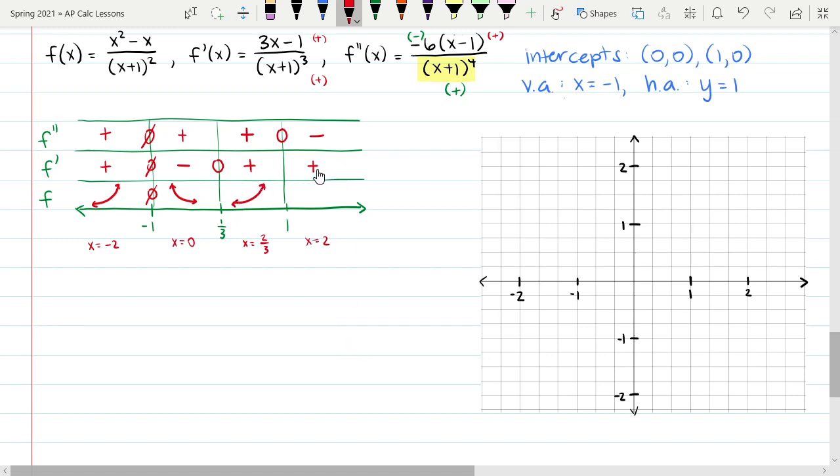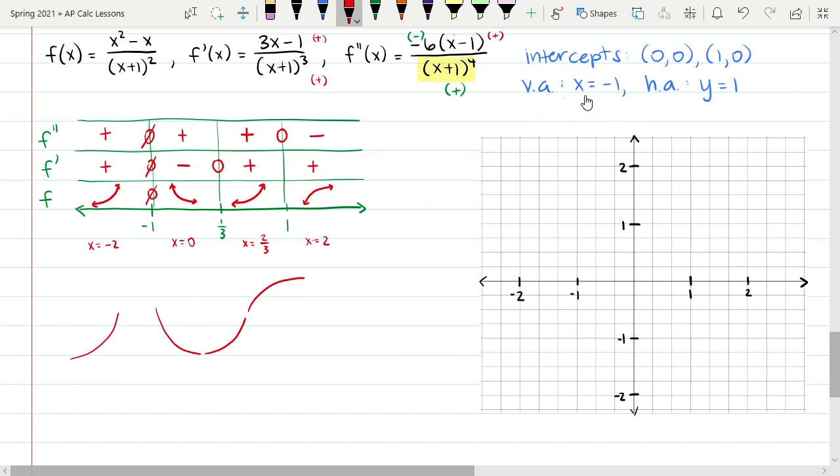And finally, for this last interval, we are increasing, f prime is positive, and concave down. So again, we've got something like this, and then something like this, and then this, and then this. So our graph should have something of this kind of a shape. So remember, we're going to start by putting in our asymptotes, because that's going to give us a little bit of a skeleton for this graph.